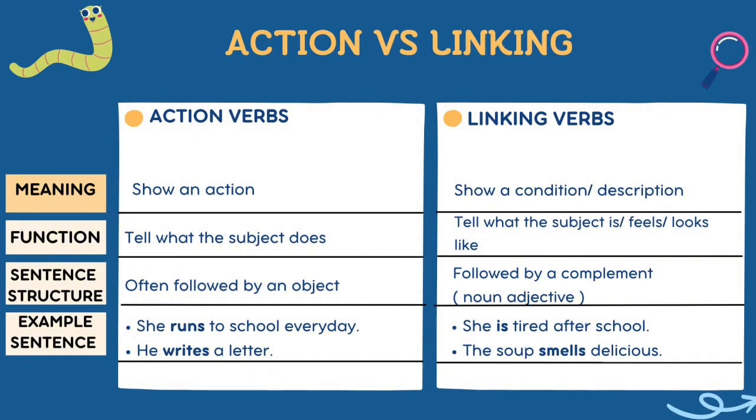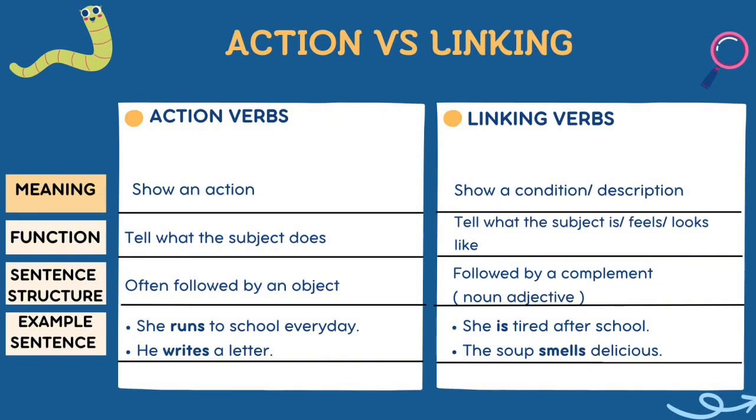Meanwhile, linking verbs are different. They don't show action. Instead, they show a condition or a description. Linking verbs tell us more about the subject's state or quality, like is, feels, or looks.